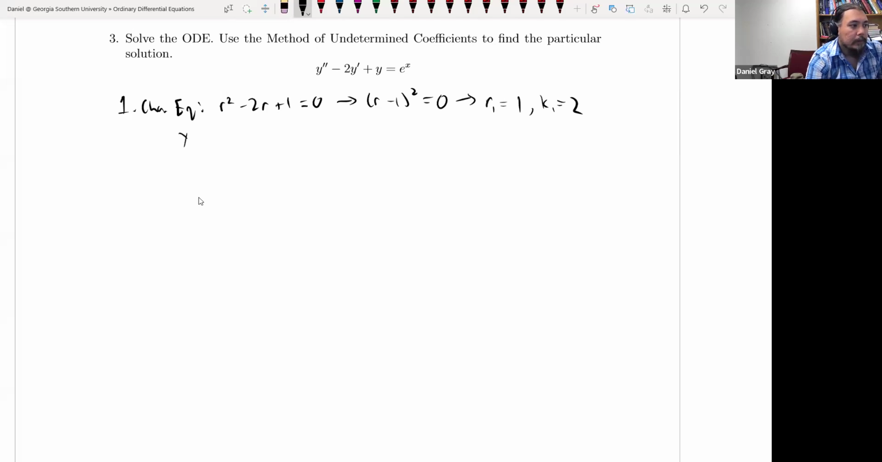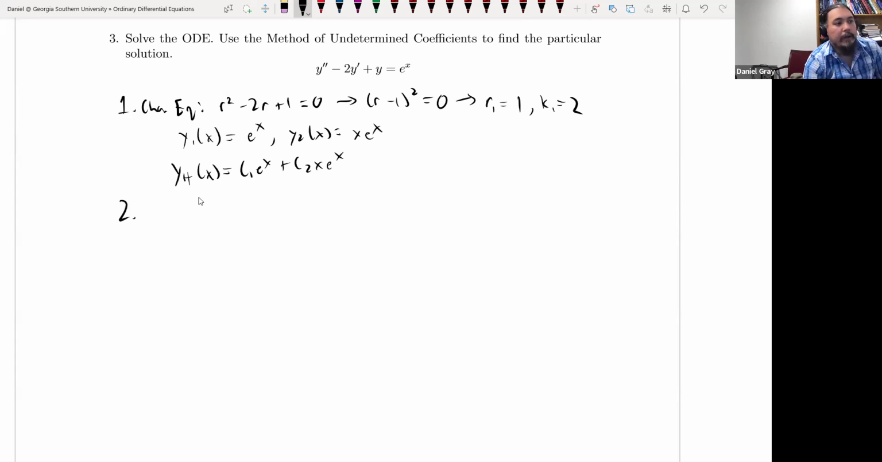So y1 of x is going to be equal to e to the x, and y2 of x, our second linearly independent solution, will just be x times e to the x. Okay, and those are our 2 solutions that correspond to r1 there. Our general homogeneous solution then will be c1 e to the x plus c2 x e to the x. Now we go on to step 2 here, right, where now we have to look at the non-homogeneous part of this. We have f of x is equal to e to the x, right?